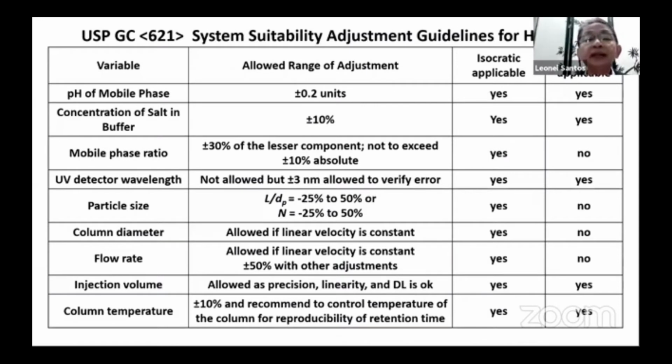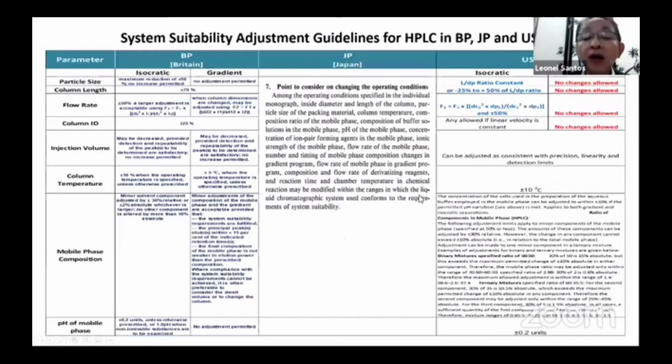Keep in mind that these allowable adjustments are limited by whether your system is isocratic or gradient. Some of them allow either isocratic or gradient, but some are limited to isocratic. When we talk about isocratic, it means one mobile phase in HPLC. If it's gradient, the mobile phase is changing. Anyway, this is just a summary of what is available in USP General Chapter 621.